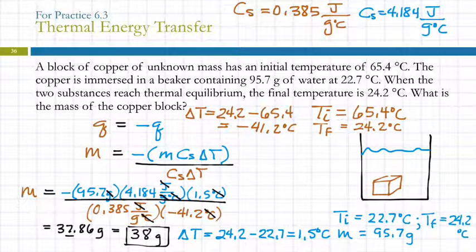Sig figs are important, but they're not the end-all be-all. They're not the goal of chemistry. We want to have an appreciation for the significance of significant figures, that they are something to be considered. If you don't get them exactly right all the time, it's okay. Any other questions?